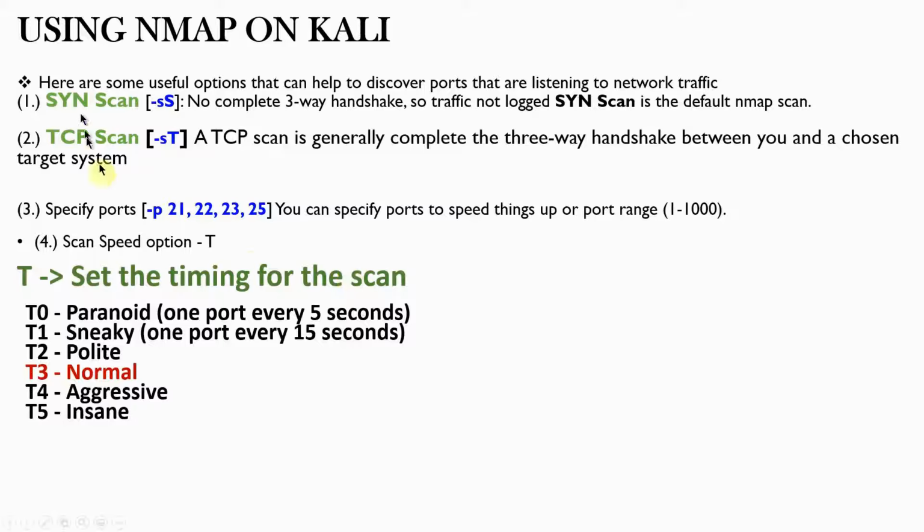Okay, all right, so now let's look at the other options that we have. Here are some of the useful options that can help us to discover ports that are listening to network traffic. So number one, we have SynScan, which is also considered the default Nmap scan. The S here stands for what? Stealthy or secret scan. It means that whenever you do it, it does not complete the three-way handshake, right?